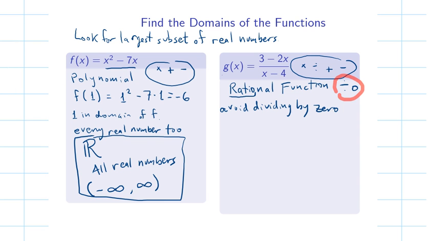And that happens if the denominator x minus 1 is 0, and that happens at x equals 4. So let's look at the number line. The problem is at 4. So we want to exclude 4, and we can use every number to the right of 4 all the way to infinity, and every number to the left of 4 all the way to negative infinity.